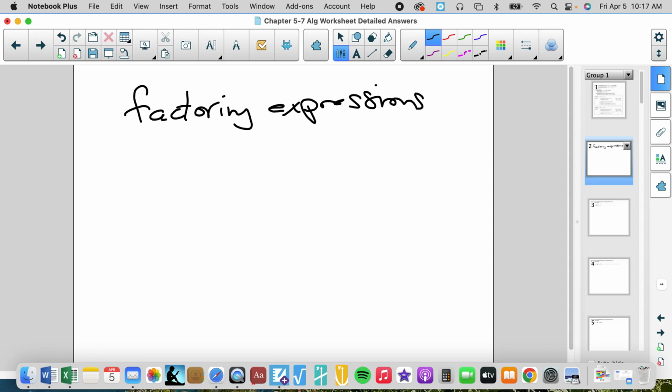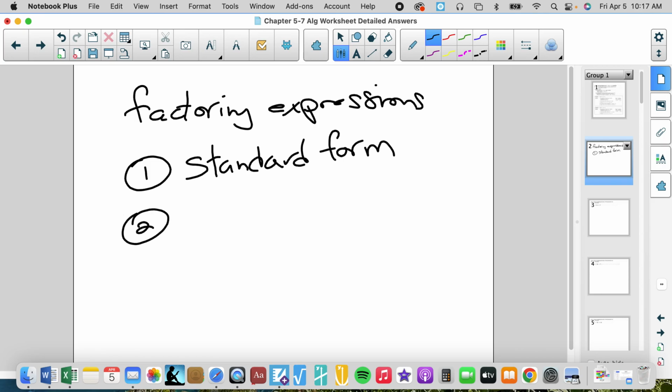And the first thing we should always do is put it in standard form. Standard form, make sure it's in descending order. Number two, we're going to look for a common factor. Common factor, that's always going to be our first step.